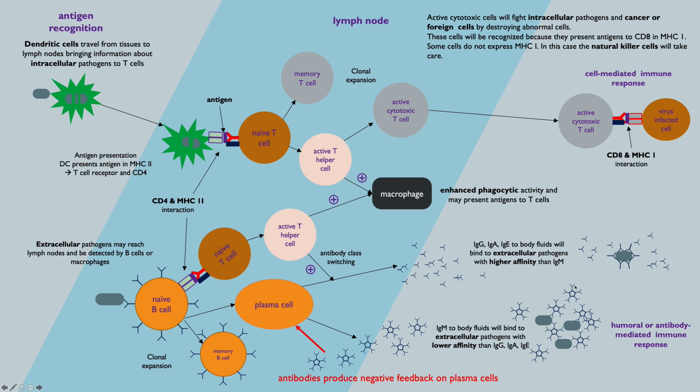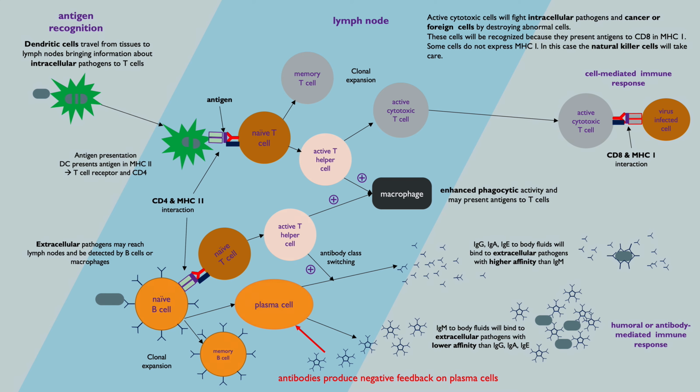The only thing I have to mention is when we have enough antibodies in the circulation, these proteins are going to make a negative feedback on the plasma cells, so we reduce the amount of cells that we are making. This is more complex.